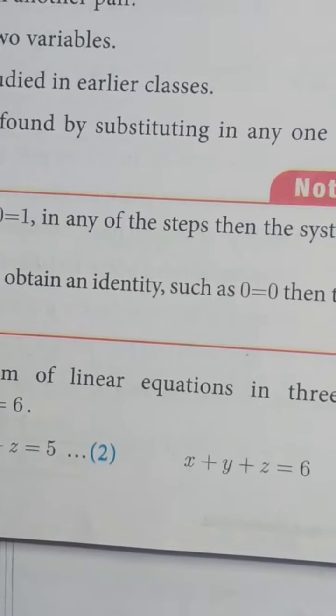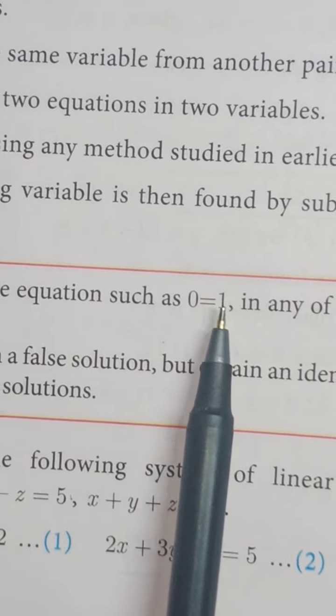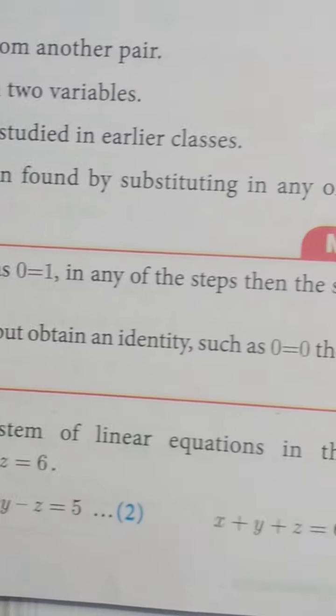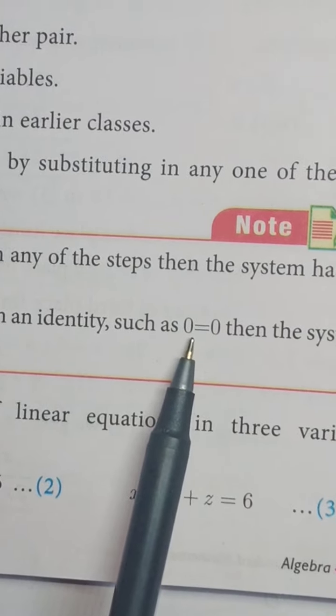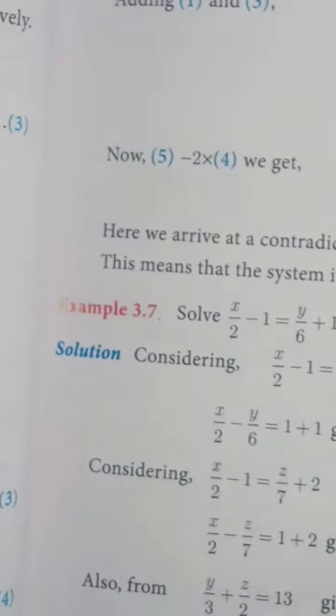Once again, 0 equals any number other than 0, system has no solution. If 0 equals 0, then the system has infinitely many solutions. Okay. Now we can get into that exercise.